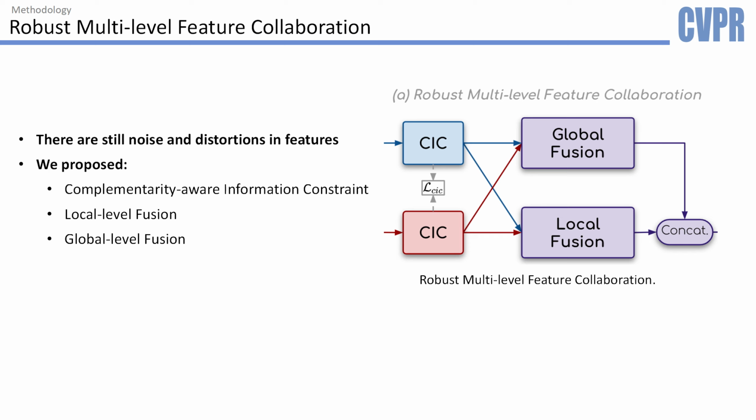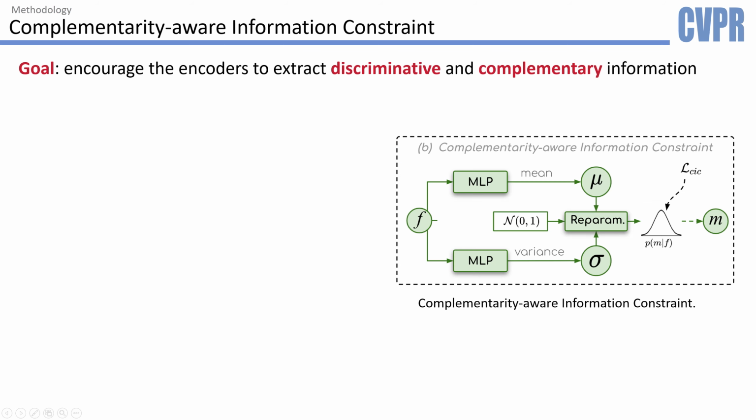Although separating feature extraction helps to get purer features that are not interfering with each other, weather-induced noise and distortions still exist. To handle this, we design a robust multi-level feature collaboration module, which includes complementarity-aware information constraint, local-level fusion and global-level fusion. The goal of complementarity-aware information constraint is to encourage each encoder to extract discriminative and complementary features.